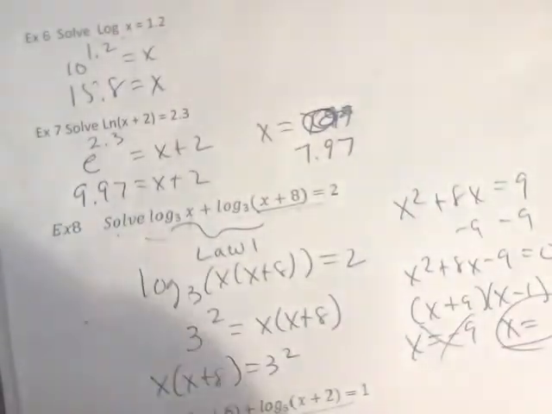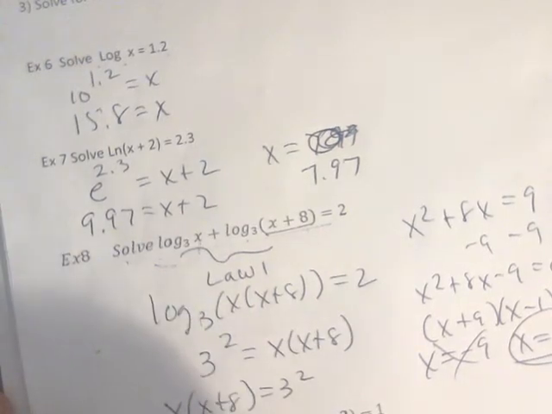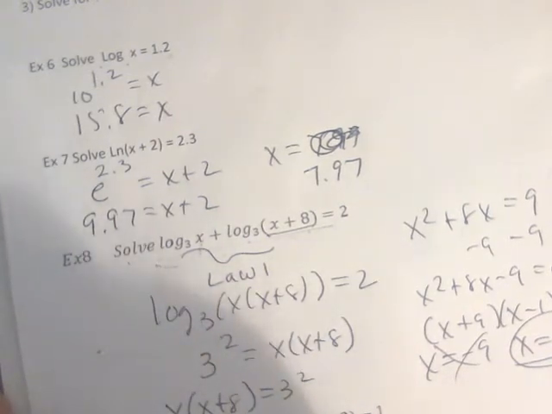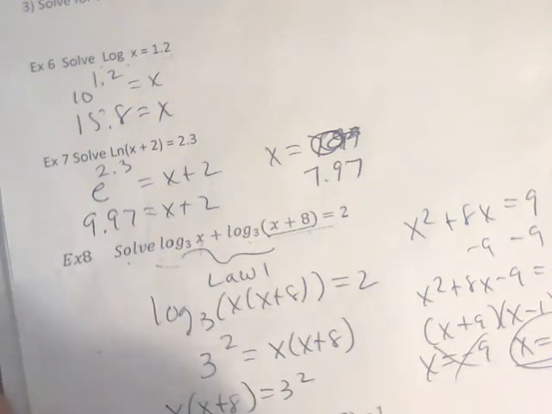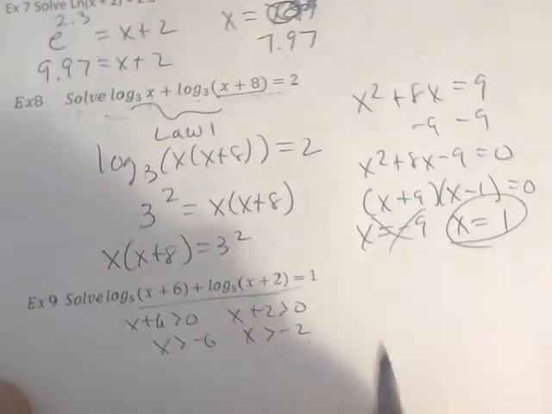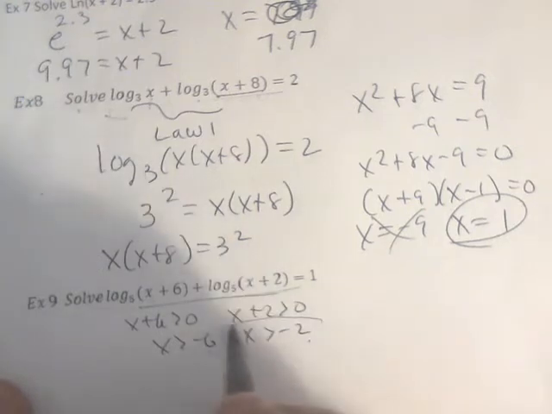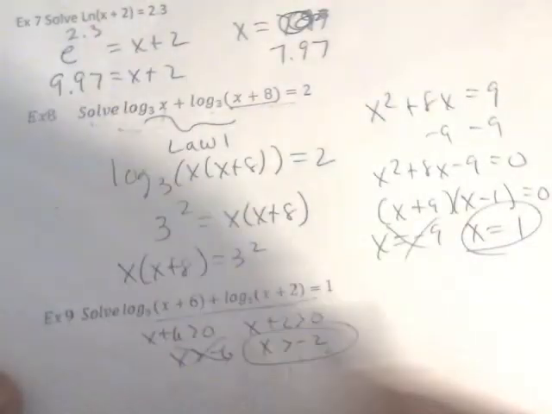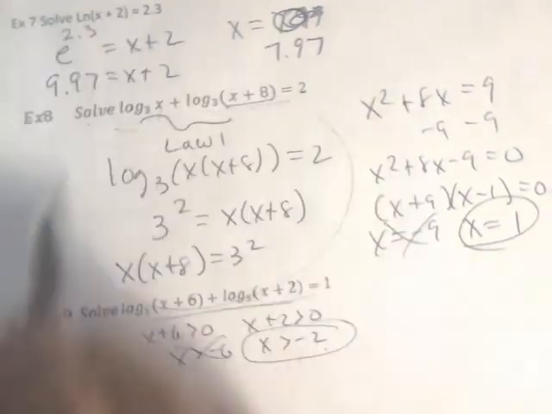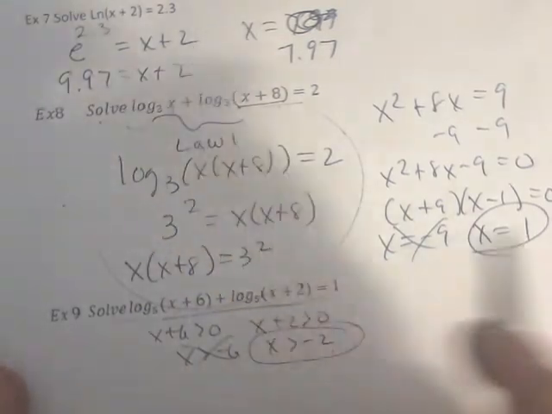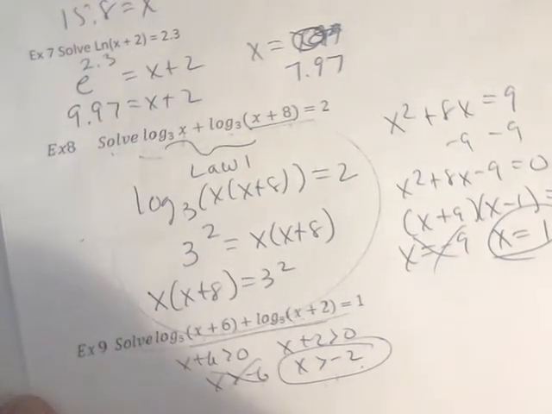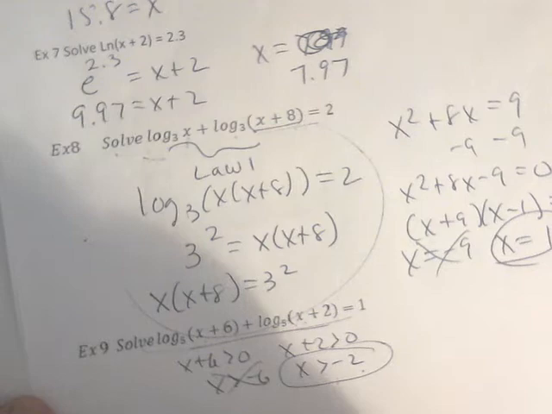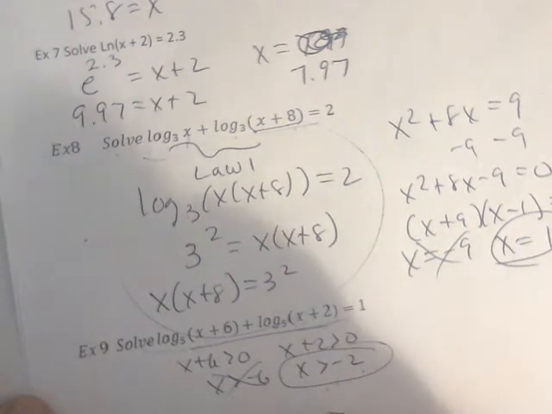So kind of what I mean here, if I look at this right here, my domain is x is greater than -6 and x is greater than -2. So to satisfy both of these, I have to choose the larger domain. So x must be bigger than -2. Now I proceed to solve as I did up here. I use law 1 on the left side to make log base 5 of (x plus 6) times (x plus 2) equals 1.